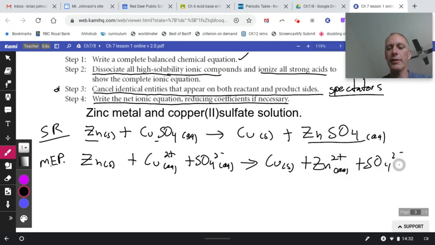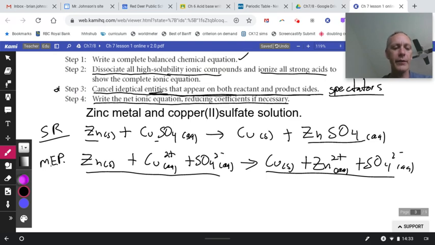Dissociate the ionics. There's no acids in here to ionize. Okay, so that's our second step. Now, cancel out entities that appear on both reactant and product sides. So take a look at our reactants, and then take a look at the products. Is there anything that does not change on either side?